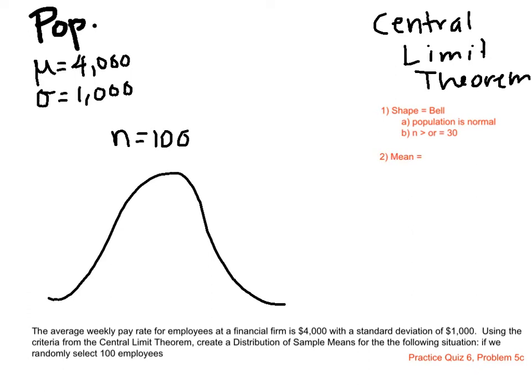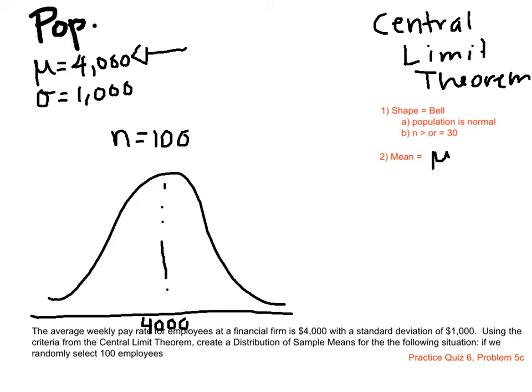My second characteristic says that the mean will equal the mu. Whatever my population mu, which is over here, that's what my mean is going to be. So for this bell curve, as I go down this, my mu, or my mean, is going to be 4,000.